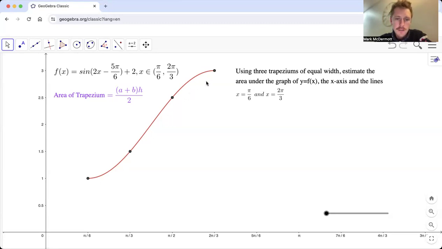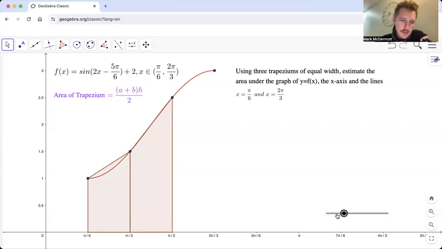And nicely enough, I've got this drawn out for us here. Our job is to use three trapeziums of equal width to estimate the area under the graph. The first thing we might want to do is draw those trapeziums in. Since it's between pi on 6 and 2 pi on 3, if we split that up into trapeziums of equal width, I think you can work out that they would have a width of pi on 6 each if there's three of them. So let's just draw them in. There's our first trapezium, there's our next one, and there's our last trapezium.